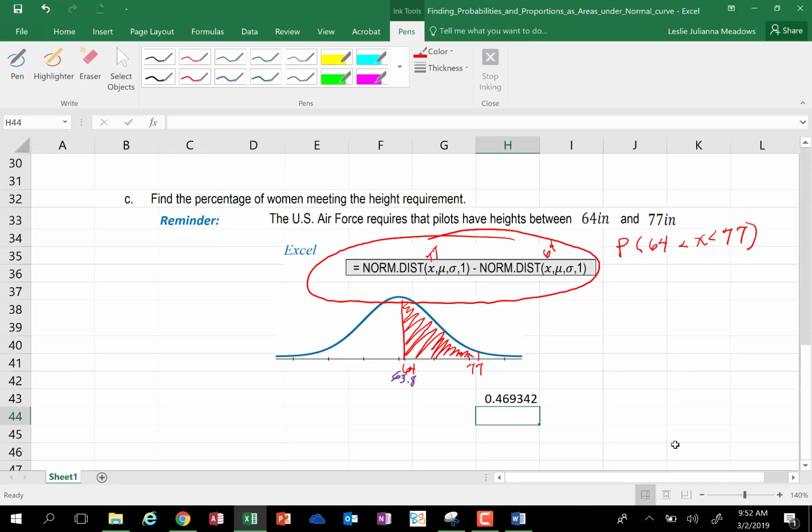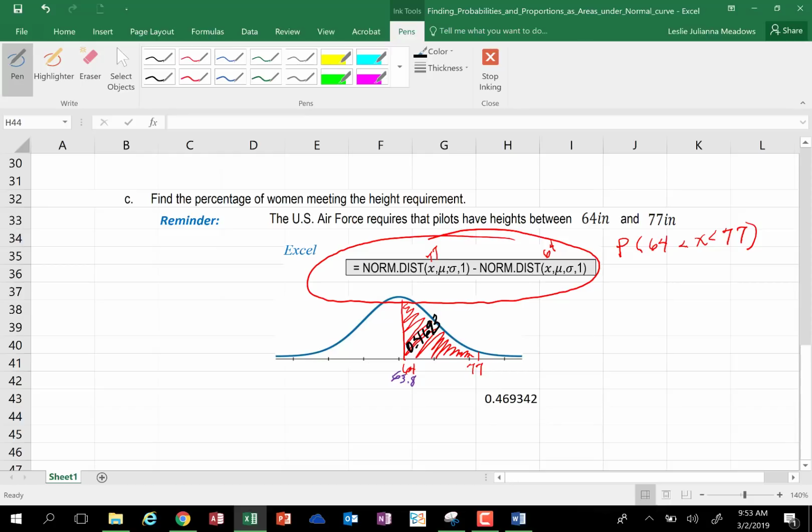So 0.469342 is approximately the area between 64 and 77. In other words, the percentage of women who meet the height requirement for the U.S. Air Force is approximately 46.93%. Let's go ahead and write that area under the curve.